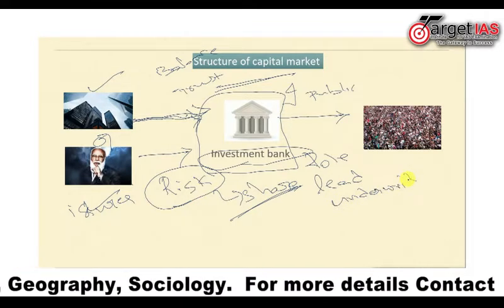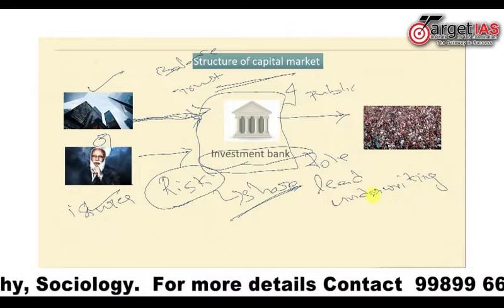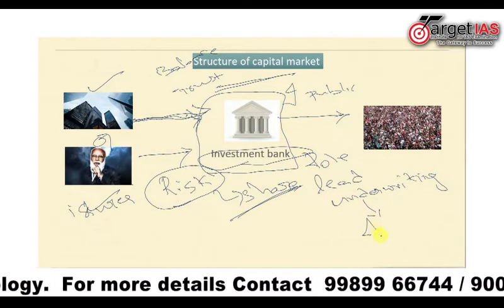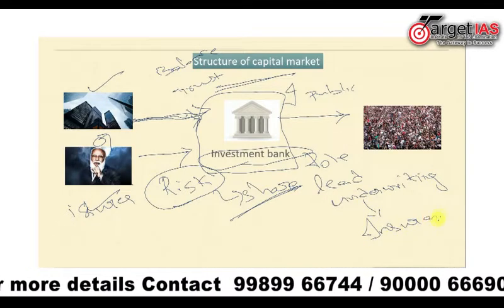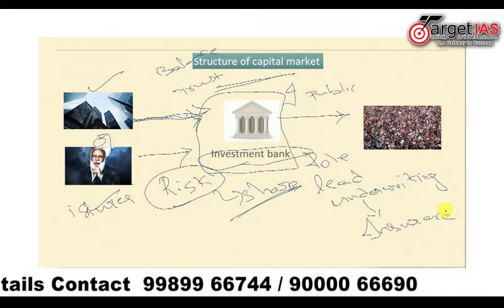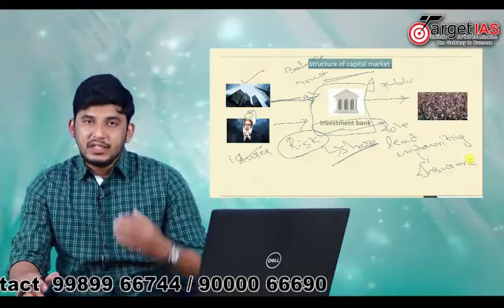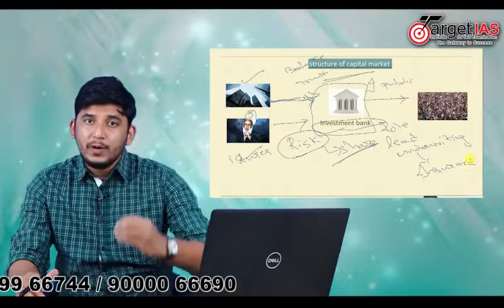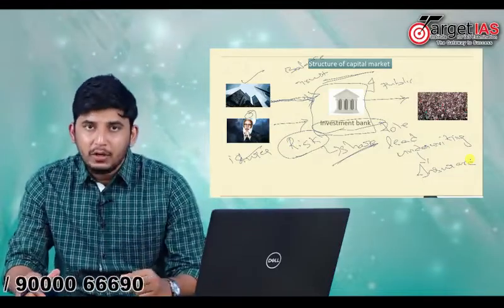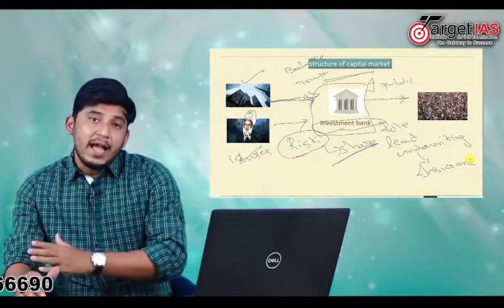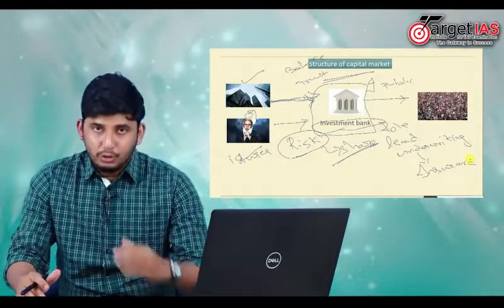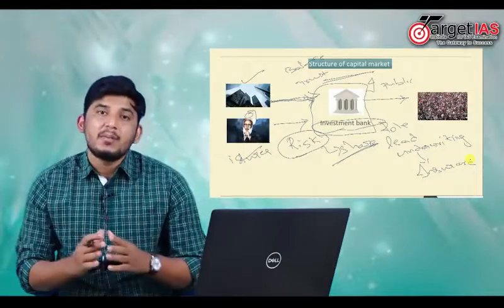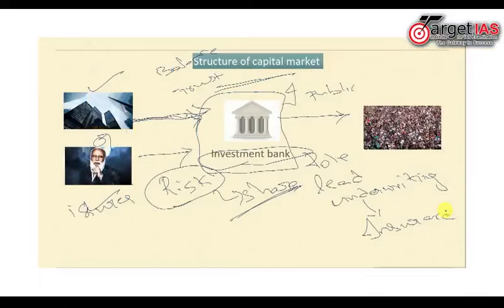So what is called lead underwriting? It is nothing but a kind of insurance. For example, the investment bank will issue the shares to the public. If the public hasn't subscribed to the shares, the investment bank will take over. So the investment bank will assure that we are going to sell the stock to the public.